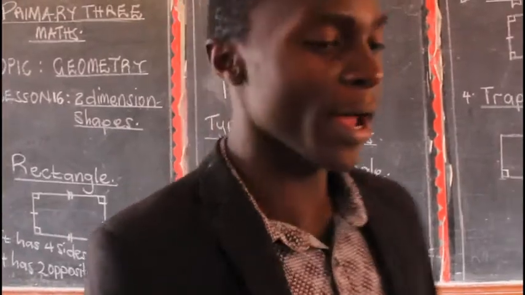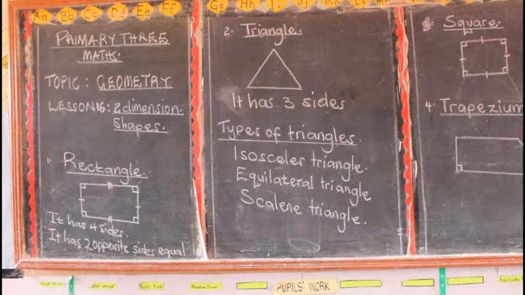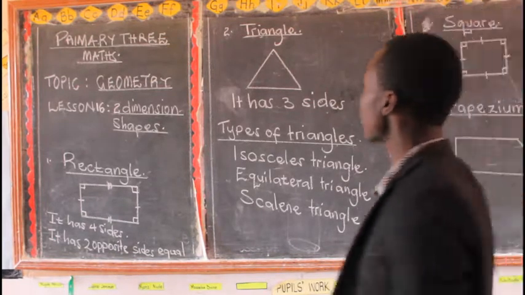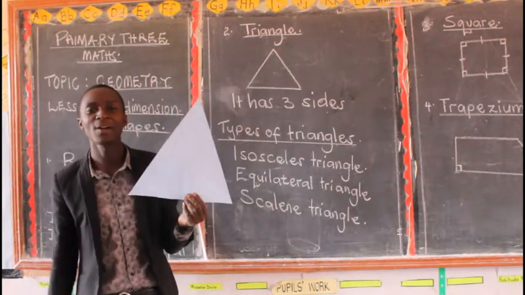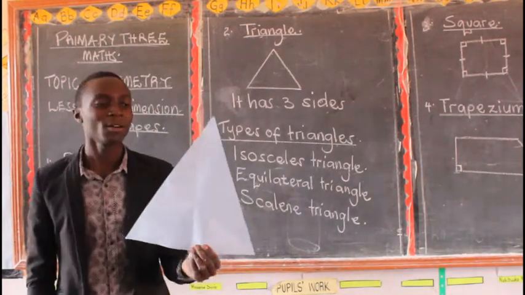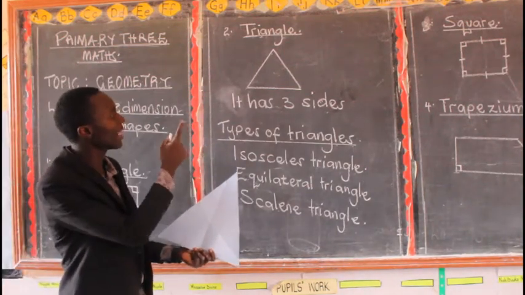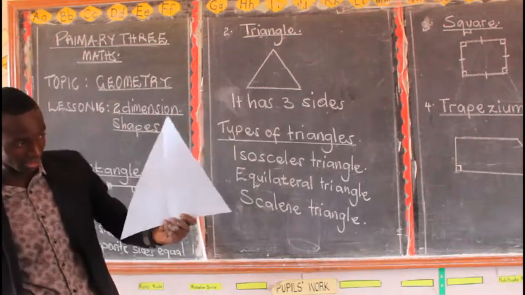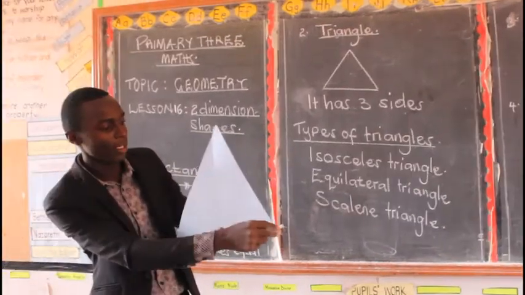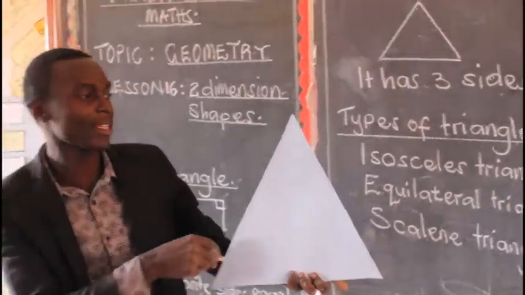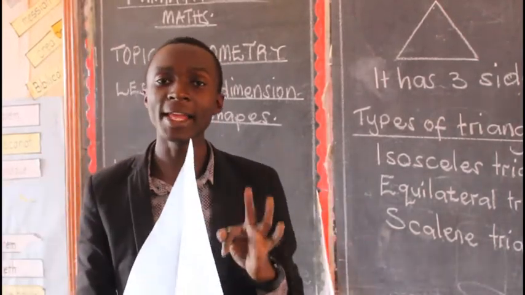Yes, we go to a triangle, and that is number 2. We do have triangles. My example of a triangle is this one. How many sides does it have? One of the properties of a triangle is that it has 3 sides. Is it real that it is having 3 sides? Let us see. This is 1, this is 2, and this is 3. So it means that a triangle is having 3 sides.